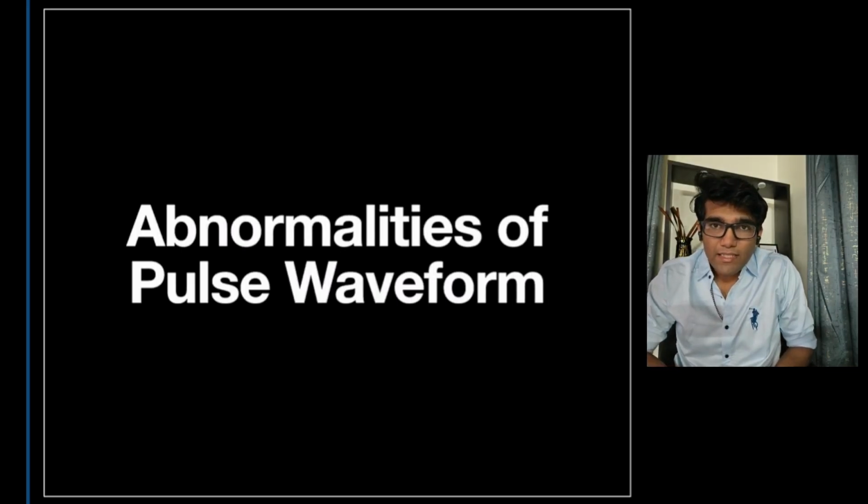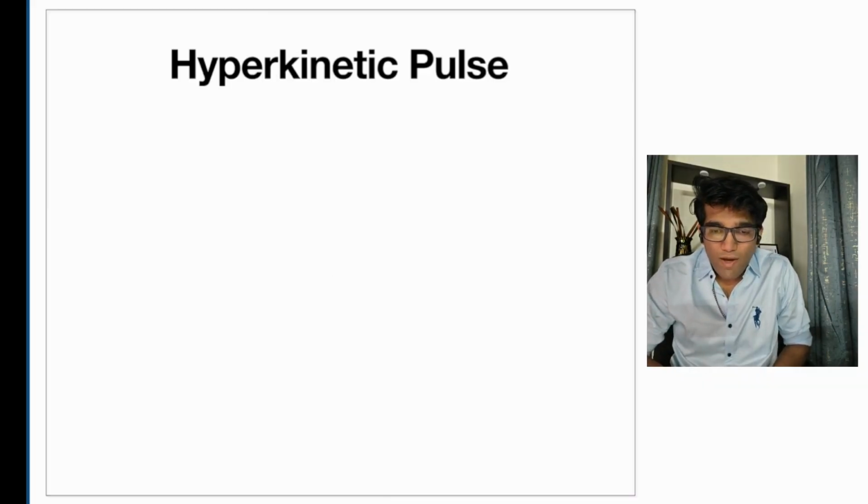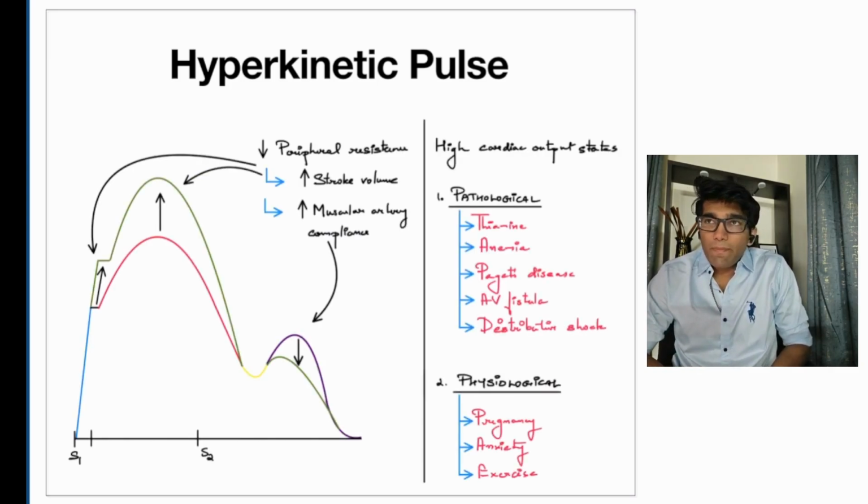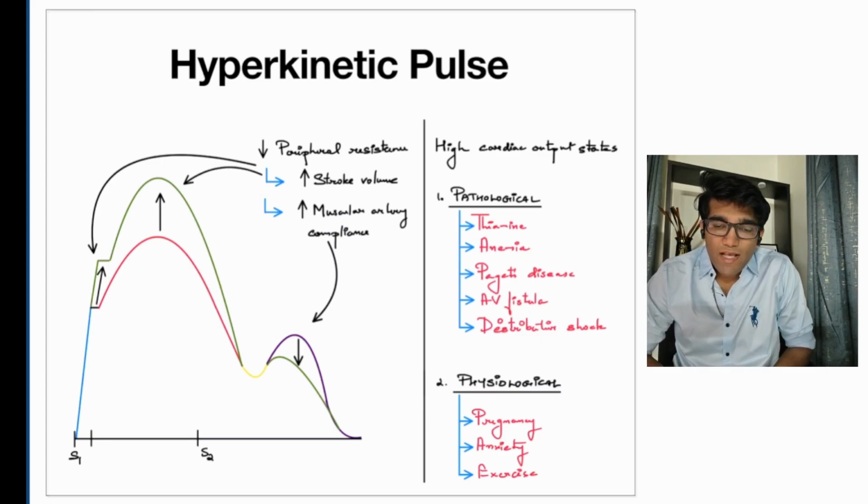Now, what about abnormalities that can develop from this? So one is what we call a hyperkinetic pulse. Okay, so in a hyperkinetic pulse, what happens is the person's peripheral vascular resistance is decreased. Okay, so because of that, two things happen. One is that the venous return is increasing. The second thing is that the dicrotic wave has decreased significantly in amplitude.